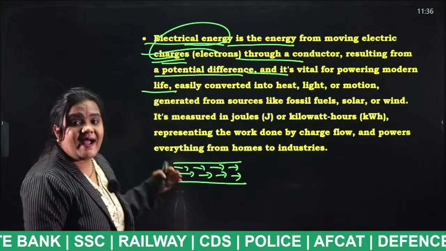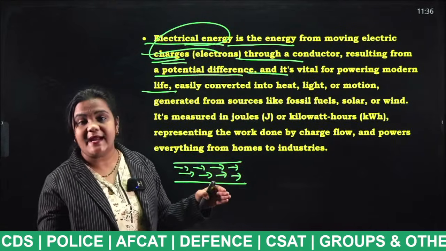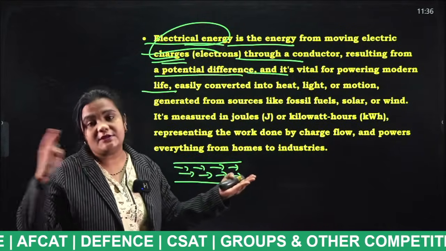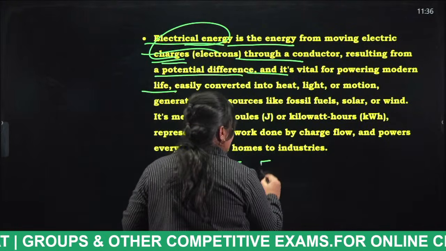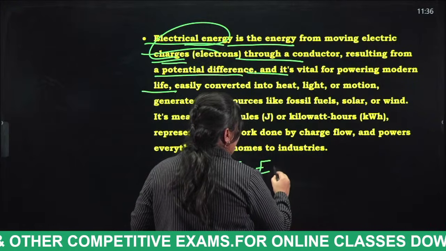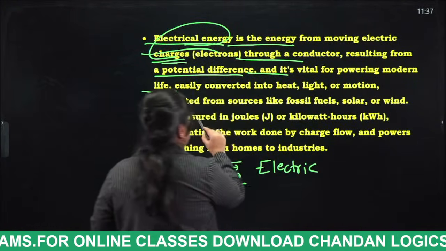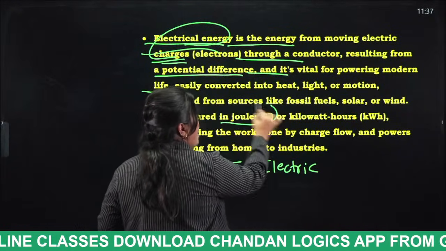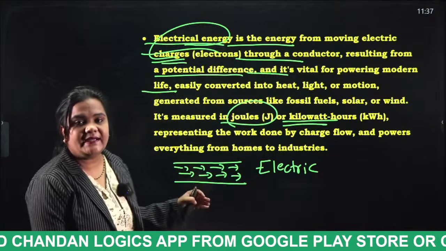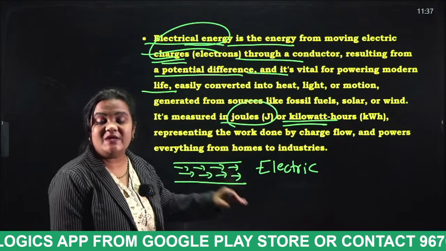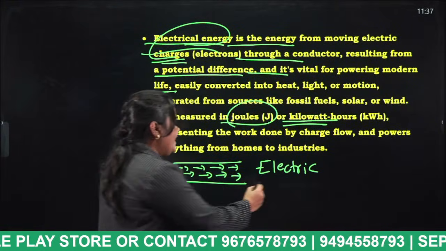And that electric energy may be converted either from heat energy to electric energy or from electric energy to mechanical energy. So tell me, students, what is the formula for electric energy? This electric energy is measured in joules or kilowatt hours. What is the unit of electric energy? Electric energy is measured in joules or kilowatt hours. So tell me the formula for electric energy.